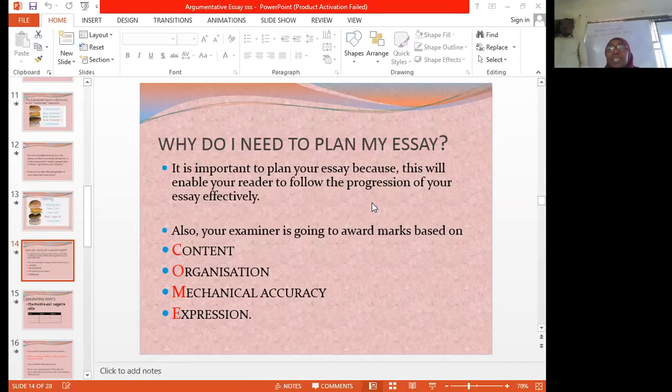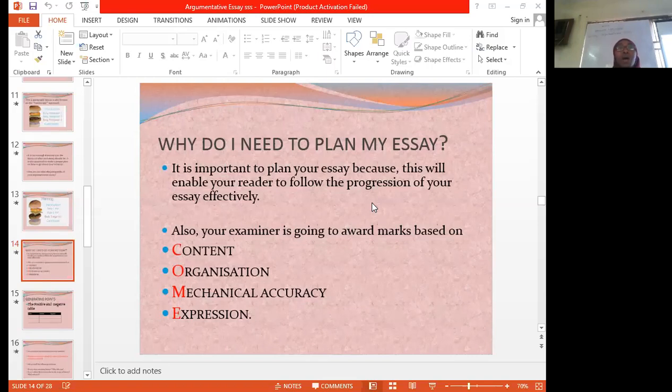Yes, I said it is very important that you plan your essay because this will enable your reader to follow how the essay is written. Also, because your examiner is going to award marks based on the content. That is, did you write based on what you're given?